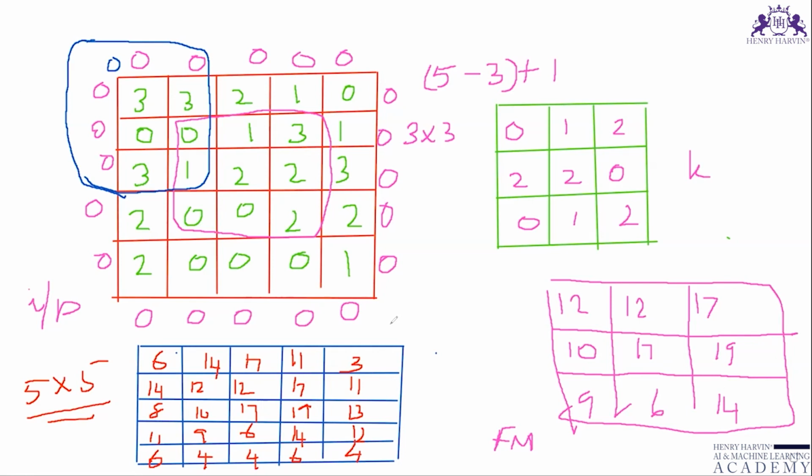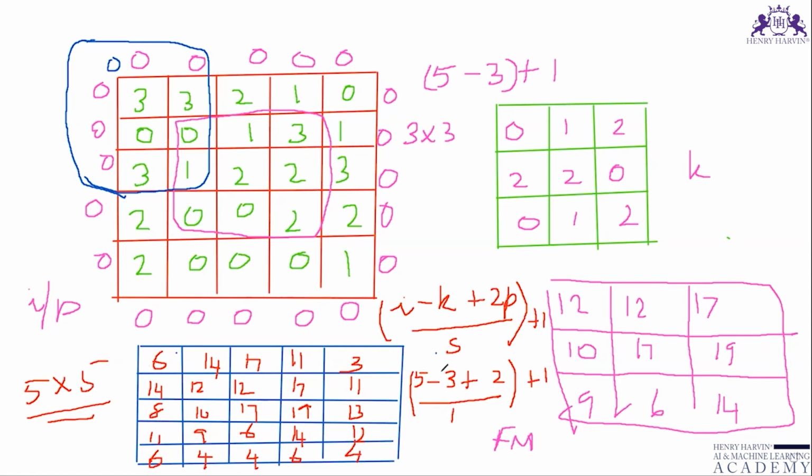So when I do padding, how does the formula change? It is input minus k plus 2p, divided by s, plus 1. Let us substitute. Input was 5. Kernel was 3, and we added only 1 padding layer, so 2 into 1 is 2. We moved by one stride only, so divided by 1, plus 1. 5 minus 3 is 2, 2 plus 2 is 4, 4 plus 1 is 5. That's why we got the output as 5 cross 5.